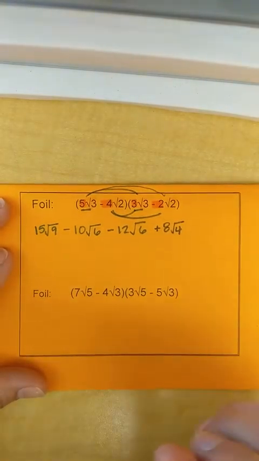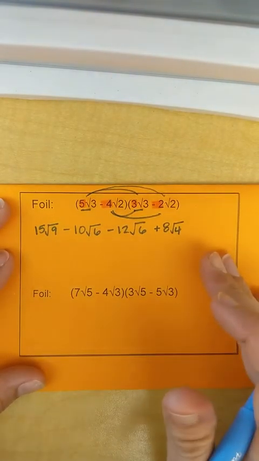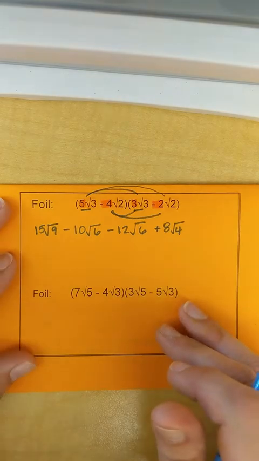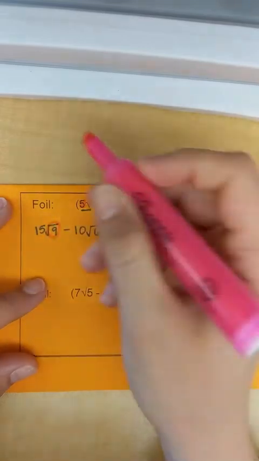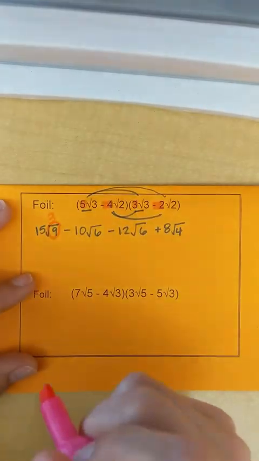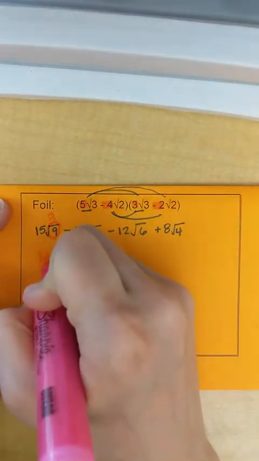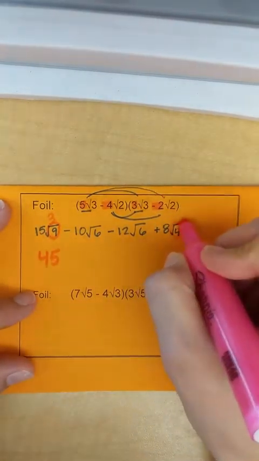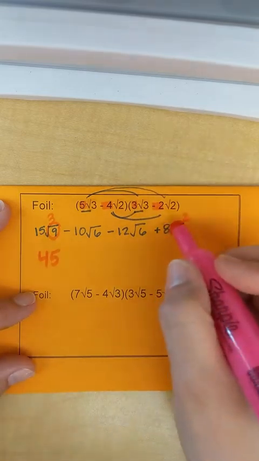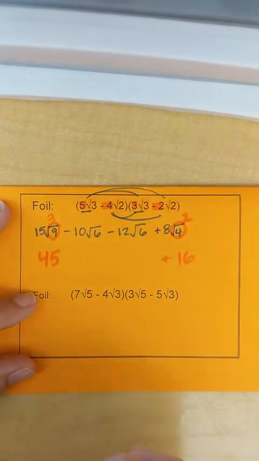That's great. Now, if you get that far, awesome, but there's always going to be a little simplifying step. So the first thing we should recognize is 15 root 9, square root of 9 is 3. So this actually turns into 15 times 3, which is 45. There's also some simplifying over here. Square root of 4 is just 2. So this becomes 8 times 2, which is 16.